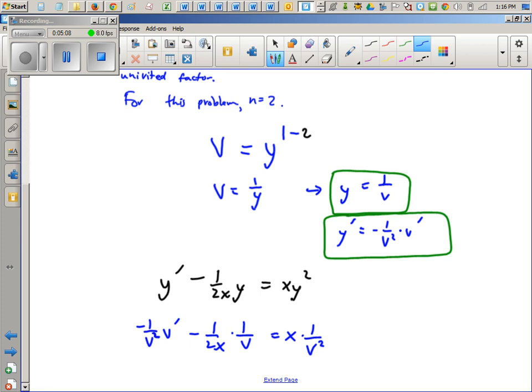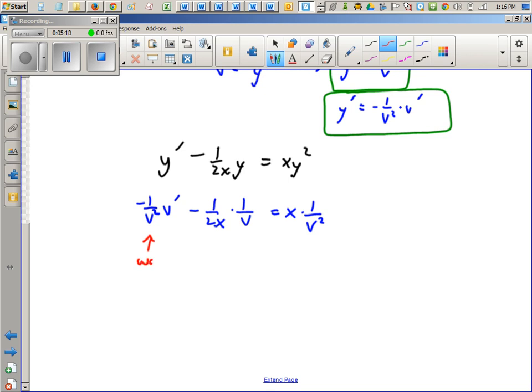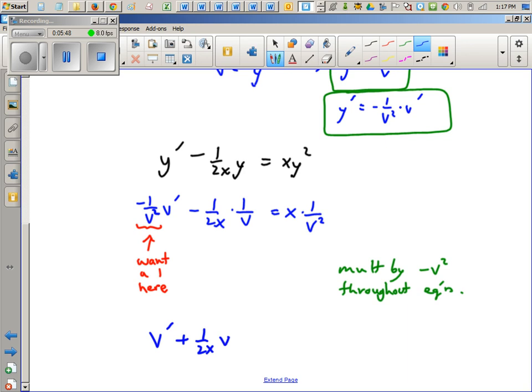Now we're going to multiply by negative v squared everywhere. I want this to be a 1. Remember, a first order linear always starts with a 1 right here. Multiply by negative v squared throughout the equation. And this is like magic. We get v prime plus 1 over 2x v equals negative x. That's magic. That's a first order linear: blah prime plus garbage blah equals garbage with no blah.